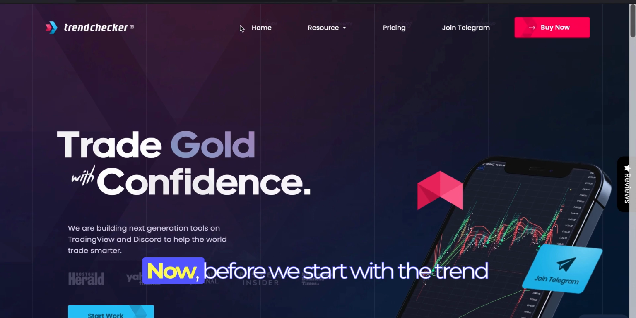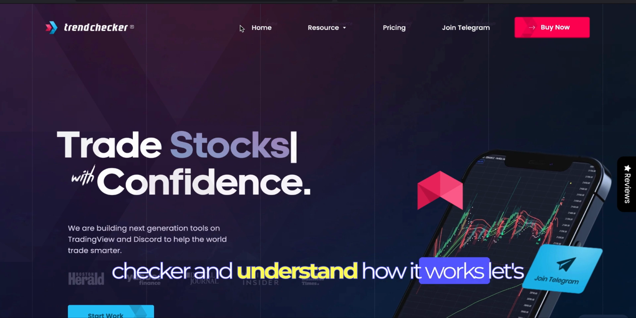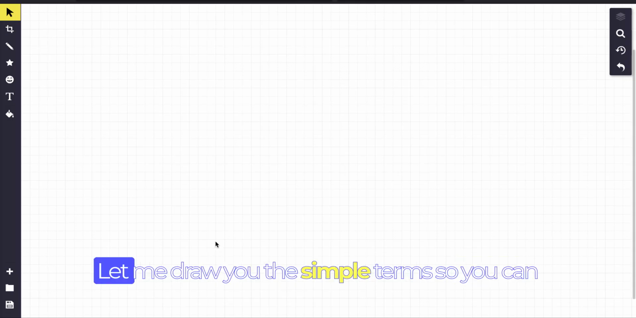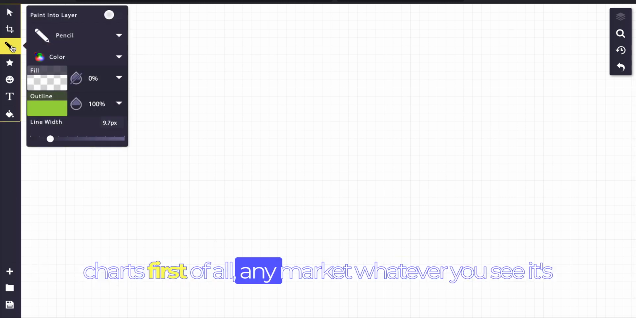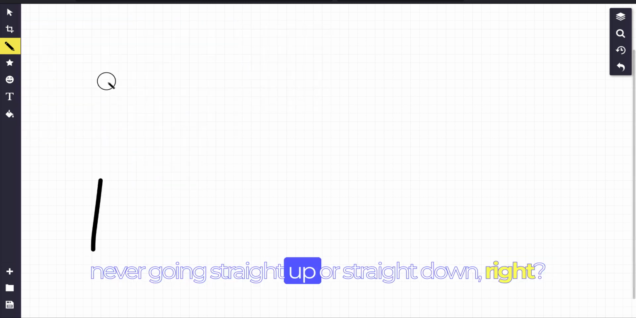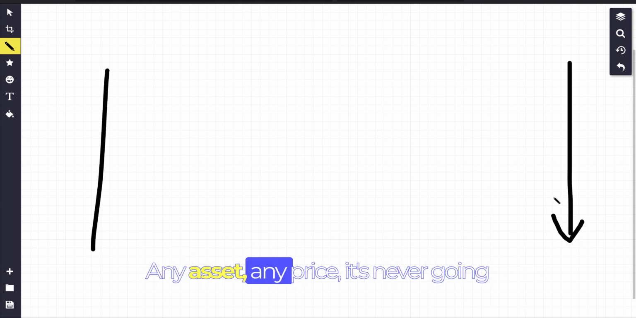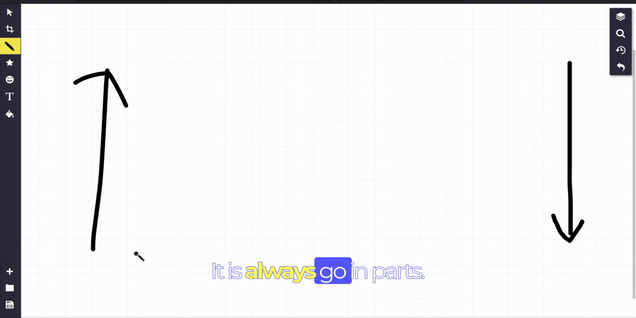Now, before we start with the TrendChecker and understand how it works, let's understand how the market works. Let me draw it in simple terms so you can understand it better, as you see it regularly in the charts. First of all, any market, any asset, any price, is never going to go straight up or straight down. It always goes in parts.